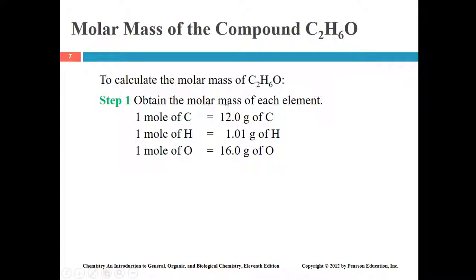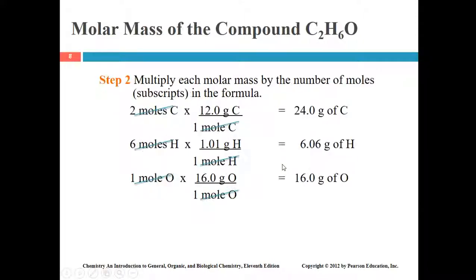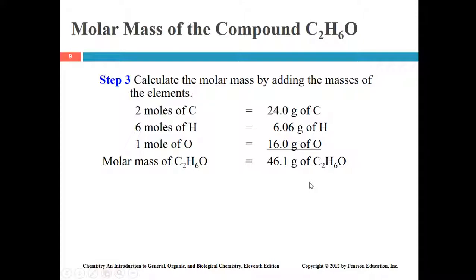So, obtain the molar mass of each element. 1 mole of carbon is 12.0 grams, 1 mole of hydrogen is 1.01 grams, 1 mole of oxygen is 16.0 grams. Then we say, okay, there's 2 carbons, so we have 2. Now, in our conversion, we need to have our moles cancel out. So 2 times 12 is going to be 24 grams. We have 6 here, so 6 moles of hydrogen. For every 1 mole of hydrogen, it's 1.01 grams of hydrogen, so we're going to do that. Ditto for the oxygen. Then we have these 3 together, and we add them up. So the molar mass of C2H6O is 46.1 grams of C2H6O.